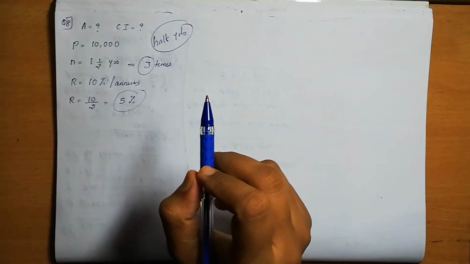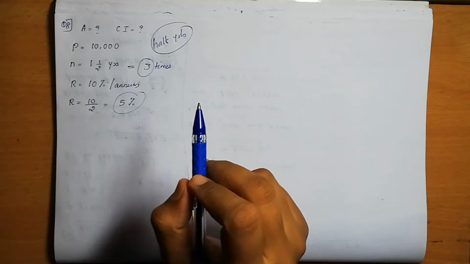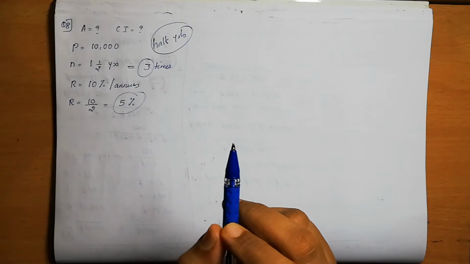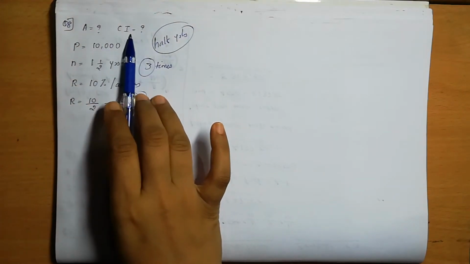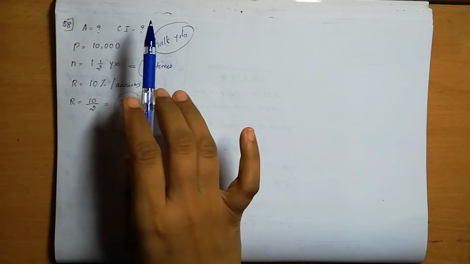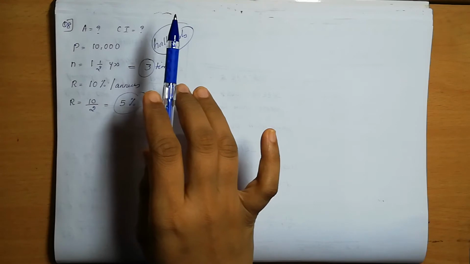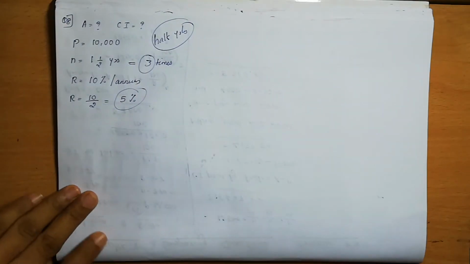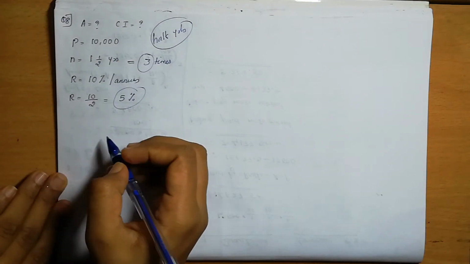Would this interest be more than the interest he would get if it is compounded annually? Okay. In that case what we need to find? First we need to find the half yearly basis amount and compound interest. Then we need to find the compound interest on an annual basis. Then we need to check which one is more. Okay. So first anyway we can find the amount.